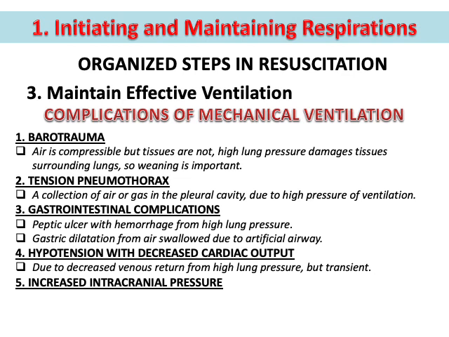Fourth is hypotension with decreased cardiac output. This is due to decreased venous return, again because of high lung pressure, but is transient. Fifth is increased ICP. Cause is decreased venous return also because of pooling of blood in the head.